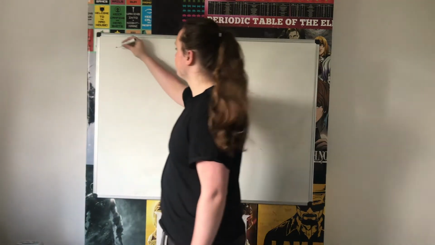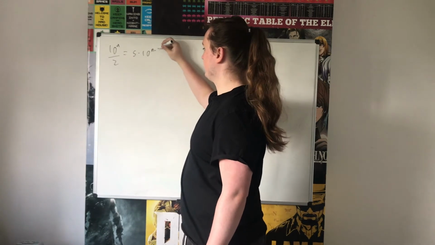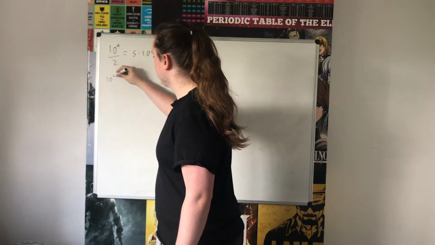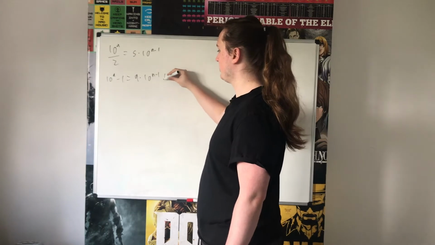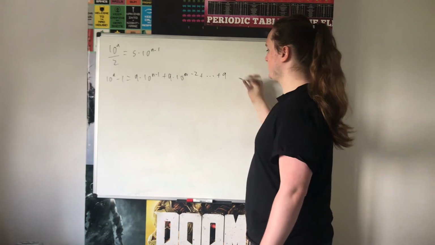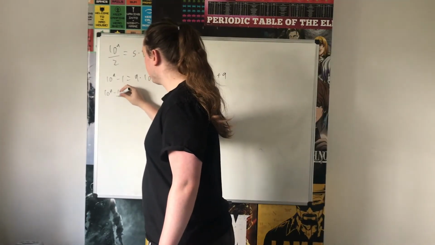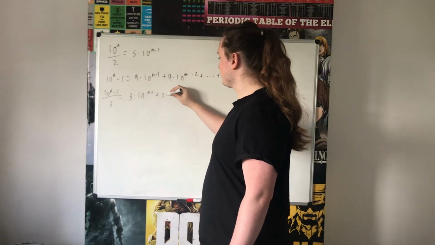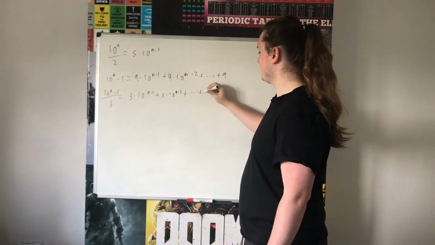So we also note that 10 to the n over 2 is the same as 5 times 10 to the n minus 1. And also that 10 to the n minus 1 is the same as 9 times 10 to the n minus 1 plus 9 times 10 to the n minus 2, all the way down to just a 9. Now we can divide both sides by 3, and we get 10 to the n minus 1 over 3 is 3 times 10 to the n minus 1 plus 3 times 10 to the n minus 2 plus a series of 3's.